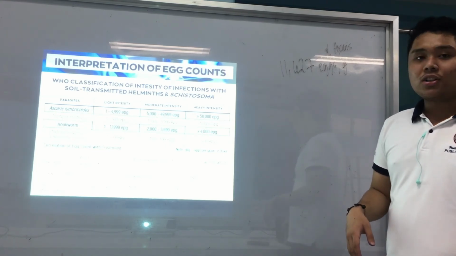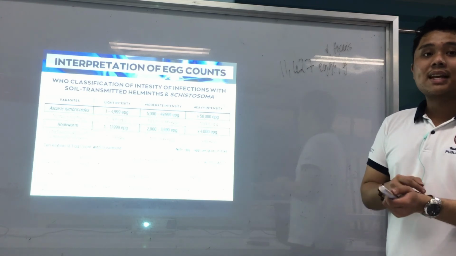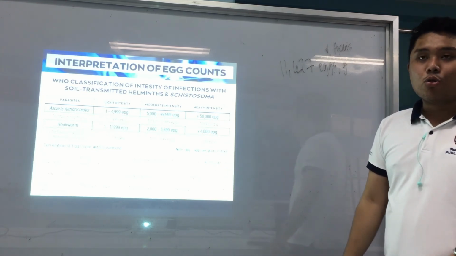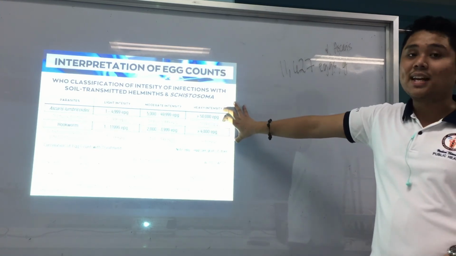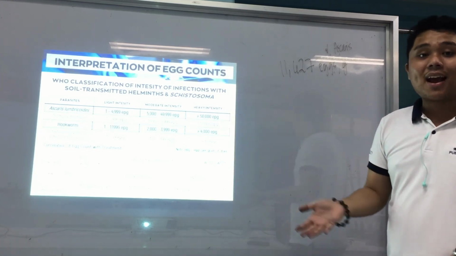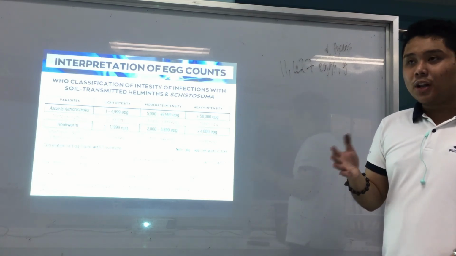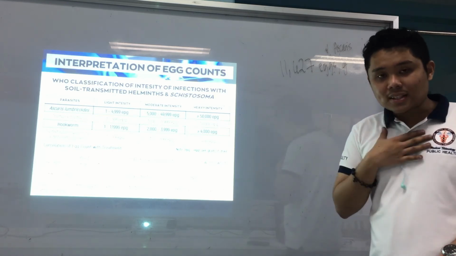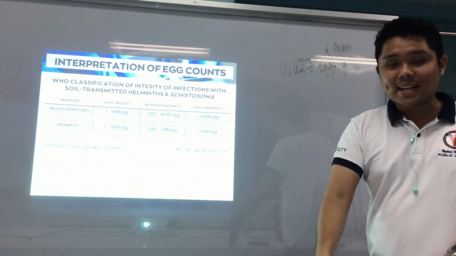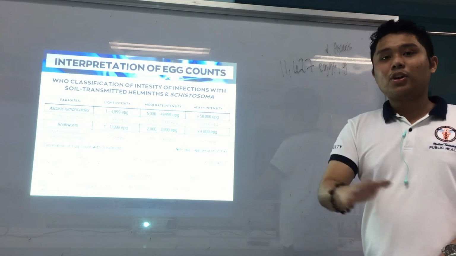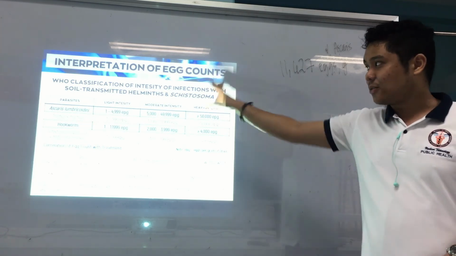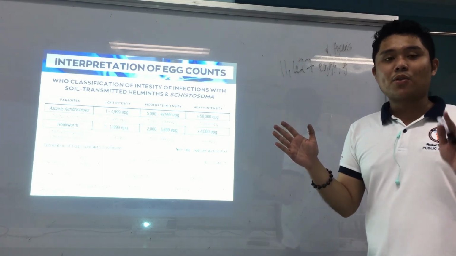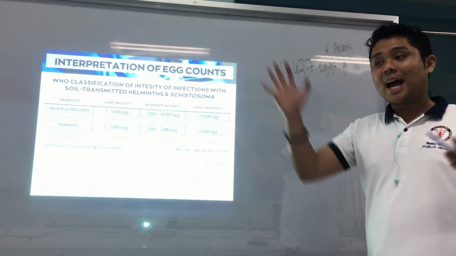And lastly, why do we need egg counts? Because this can help us monitor the effectiveness of treatment for any of the helminth infections found here, because we can perform several egg counts every time. For example, a patient is taking a treatment for Ascaris. You have an egg count for this time, and then after a few weeks, you perform another egg count. And then you compare the number of eggs from before treatment and after treatment.